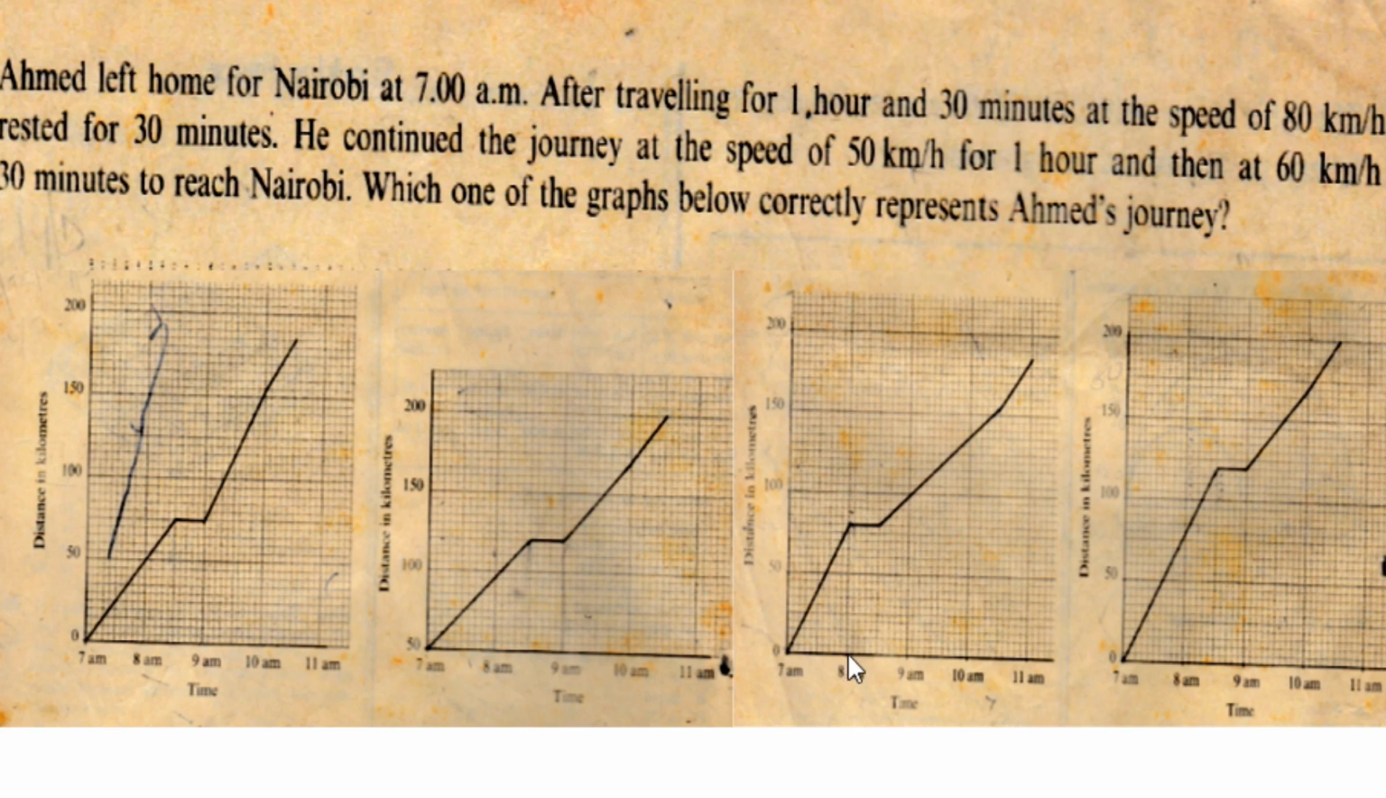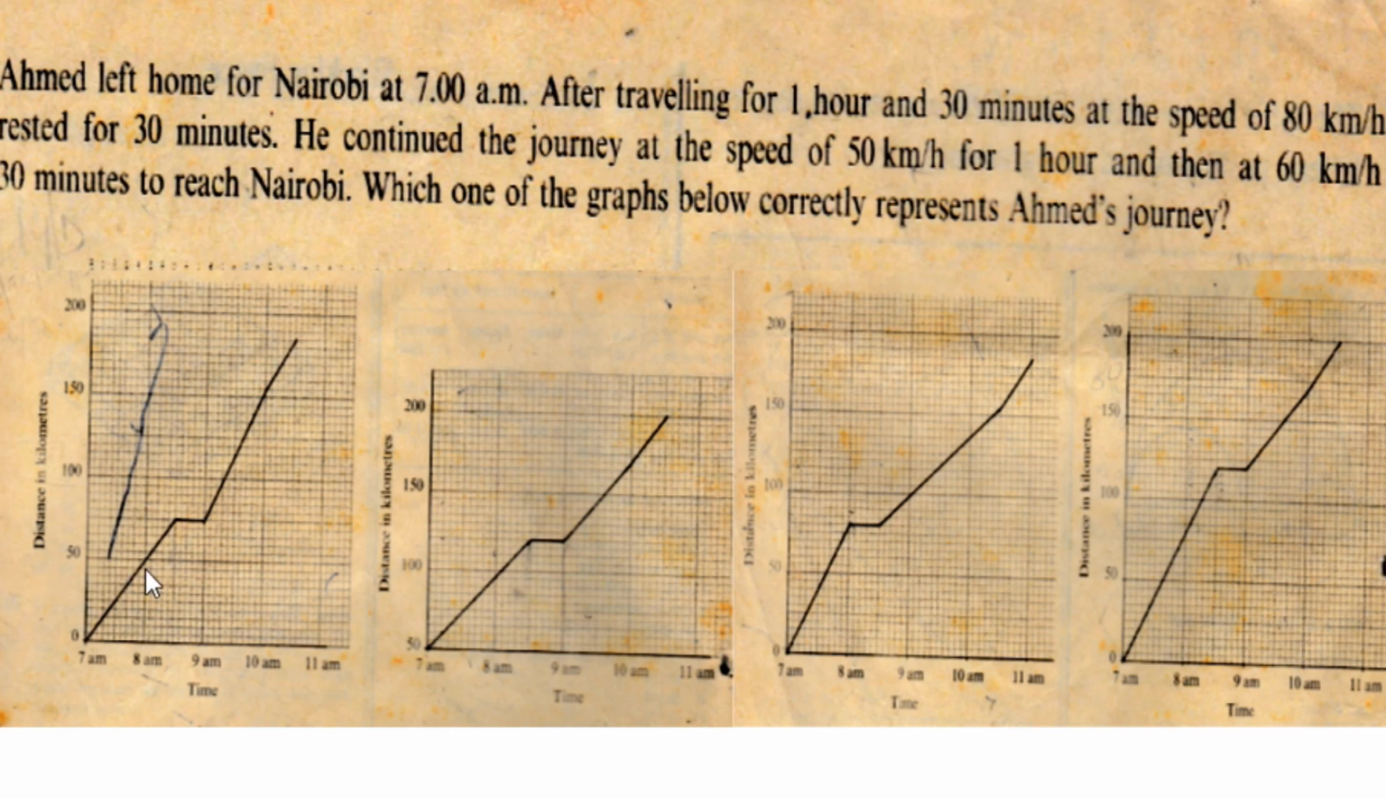So in this graph here, the rest is only coming after an hour. You can see the rest comes at 8, which is wrong. He rested after he had traveled 1 hour and 30 minutes. So the only graph which correctly represents that is graph D. This is 7 to 8, then again 8 to 8:30, and that's when the rest came after 1.5 hours. So far we have eliminated all the graphs except graph D.